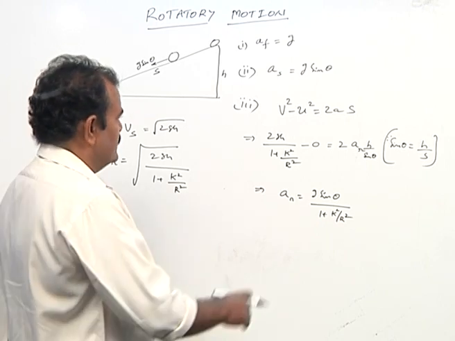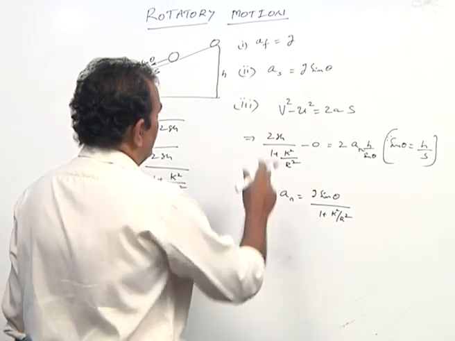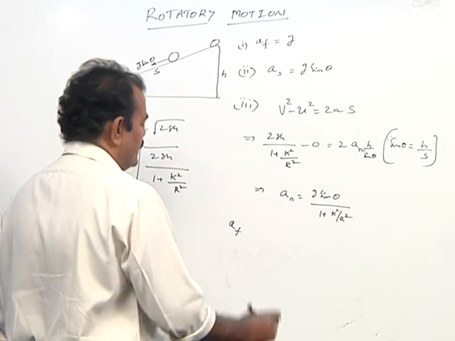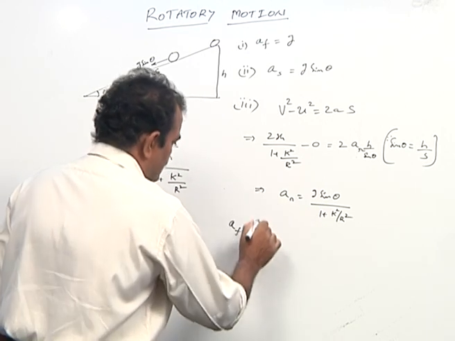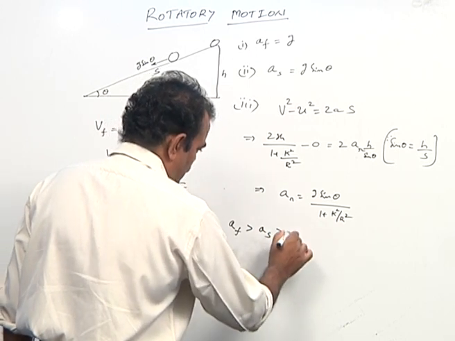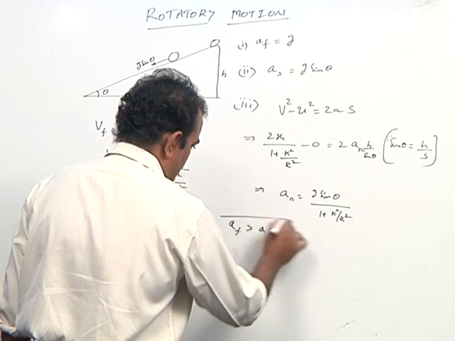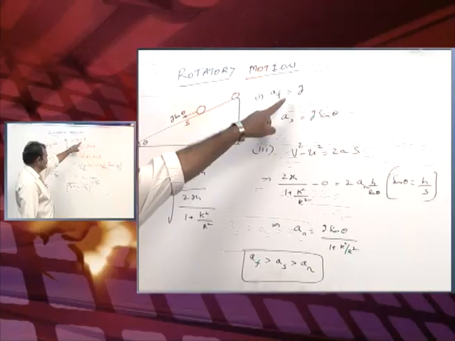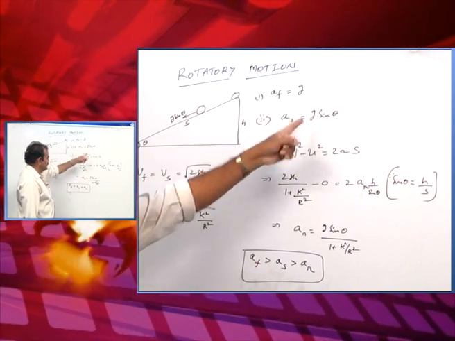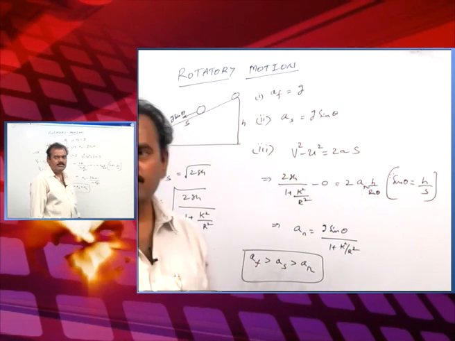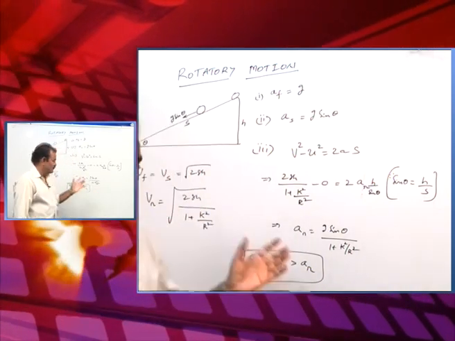Now we can give the relation among them. First of all, the acceleration of the freely falling body is a maximum. Next is the acceleration of the sliding body, and thereafter the last one is the acceleration of the rolling body. This is the order. The acceleration of the freely falling body is small g, thereafter it is g sin theta, and thereafter g sin theta by 1 plus k square by r square.